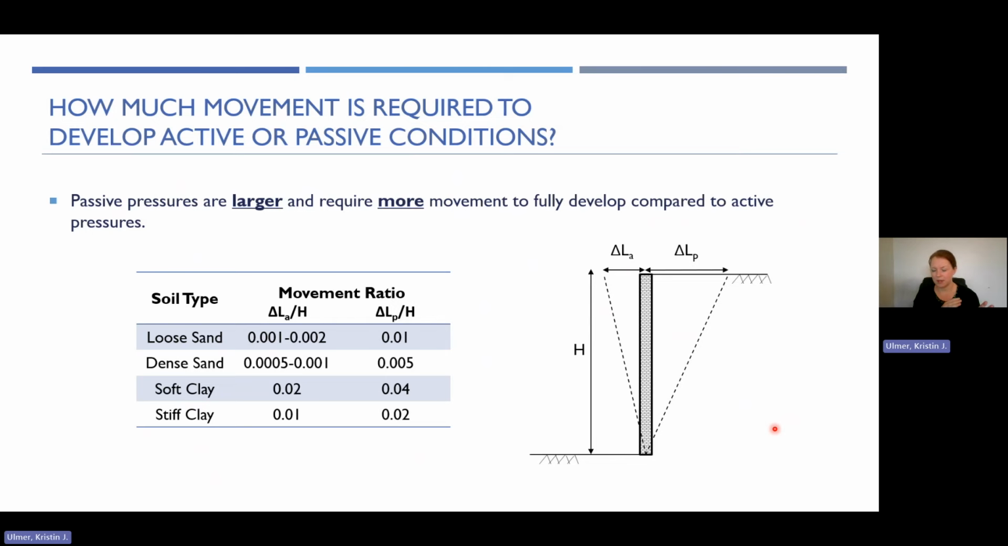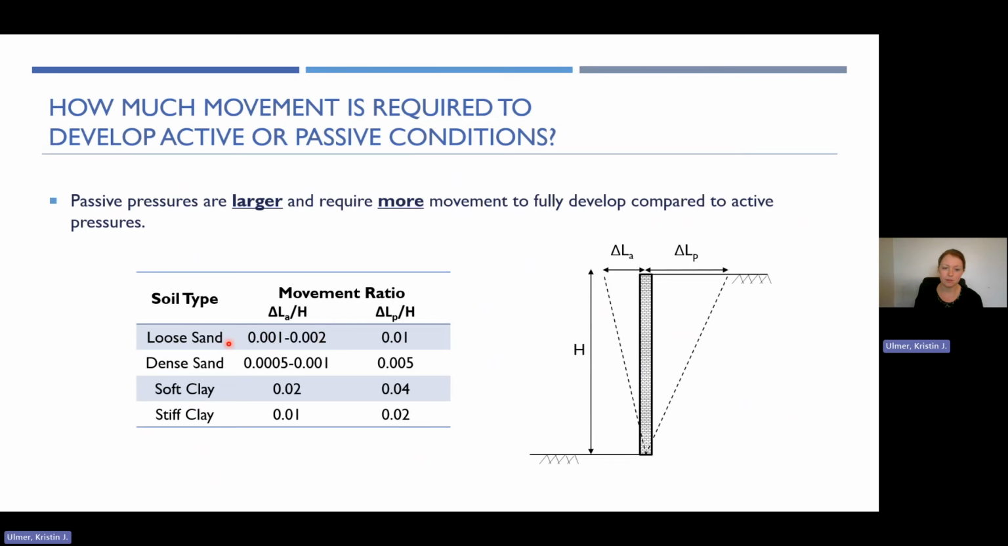You may have noticed that in the past drawings I showed, the Mohr circle for the passive conditions had a much larger diameter. So typically the movement ratio, right, so the lateral movement at the top of the wall over the height of the wall, needs to be in this range shown in this table for different types of soil.